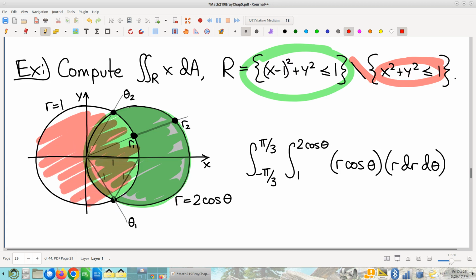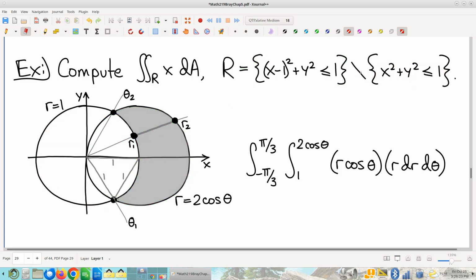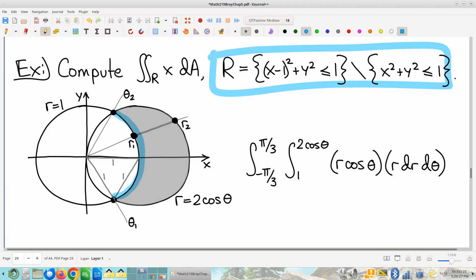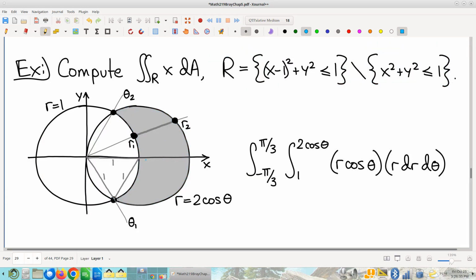So green, but excluding all the ones that are also in the red, and altogether that gives us that our domain is just this kind of solar eclipse looking thing right there. Okay. All right. So how are we going to slice that up?